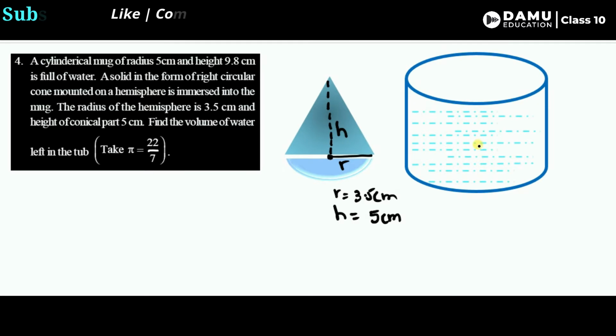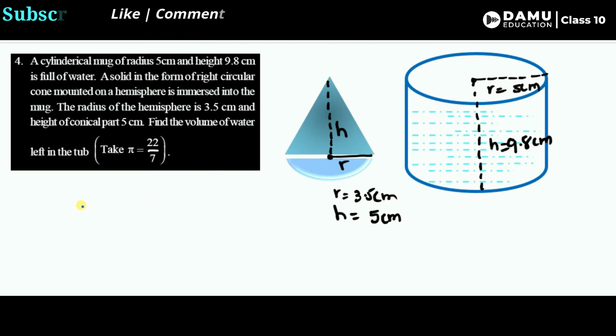So the tub radius will be equal to, what is the radius of the tub? From this point to this point, so this is the radius. Radius will be equal to 5 centimeter. Then what is its height? The height of the tub will be equal to, h will be equal to 9.8 centimeter. So actually we need to find the volume of the water. So let's take the volume of the tub. After immersing this into the mug or tub, what is left over in the tub?